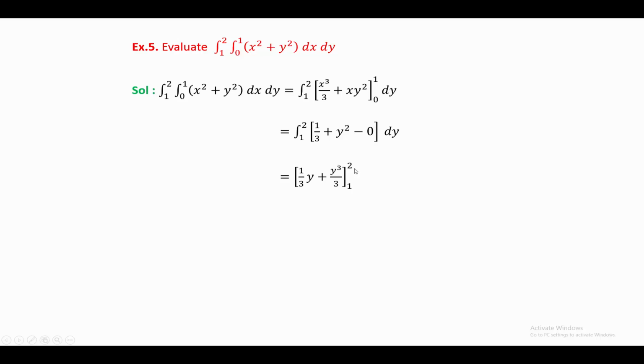Now first put upper limit 2, so this is 2 by 3 plus 2 cube by 3 minus of, put lower limit y is 1, so 1 by 3 plus 1 by 3 equal to, we get 2 by 3 plus 8 by 3 and minus of 1 by 3 plus 1 by 3 is 2 by 3 plus 2 by 3 minus 2 by 3 cancel, remains only answer is 8 by 3.